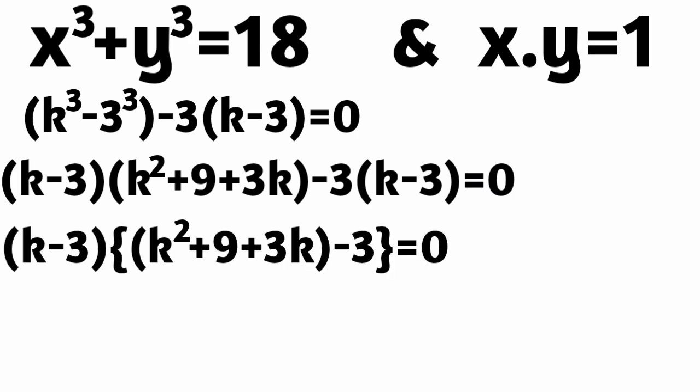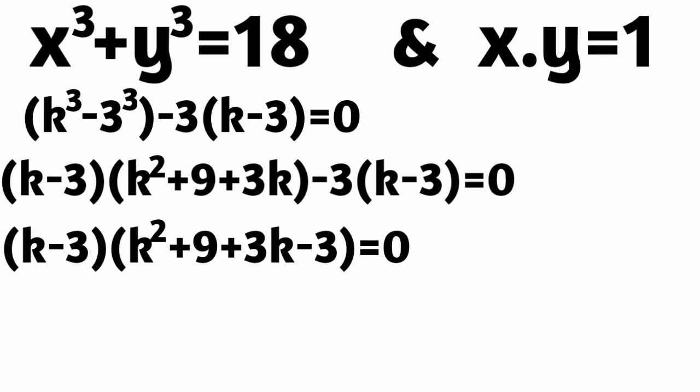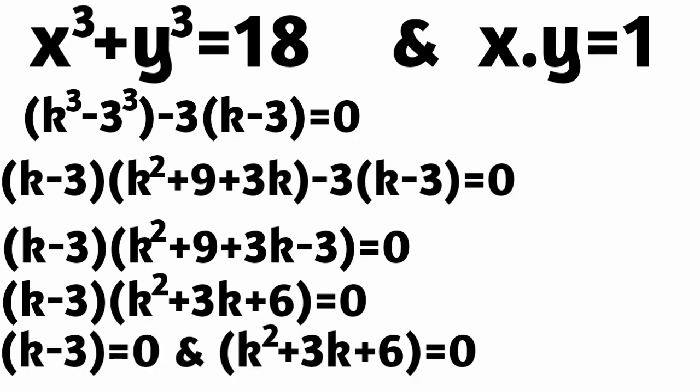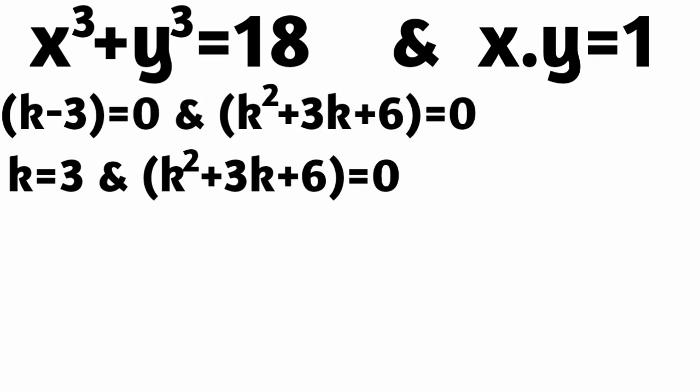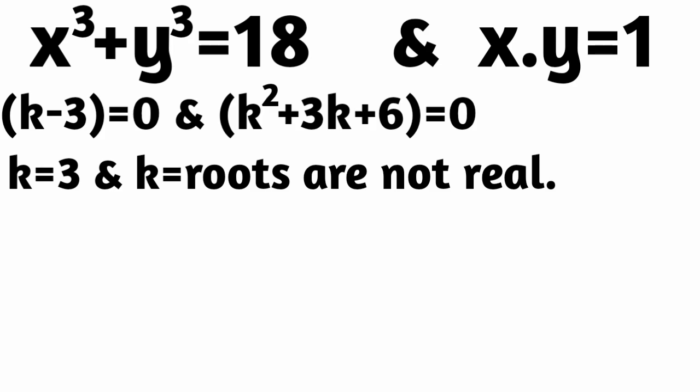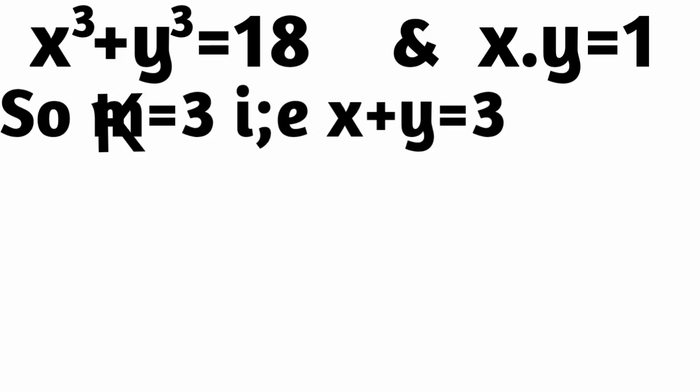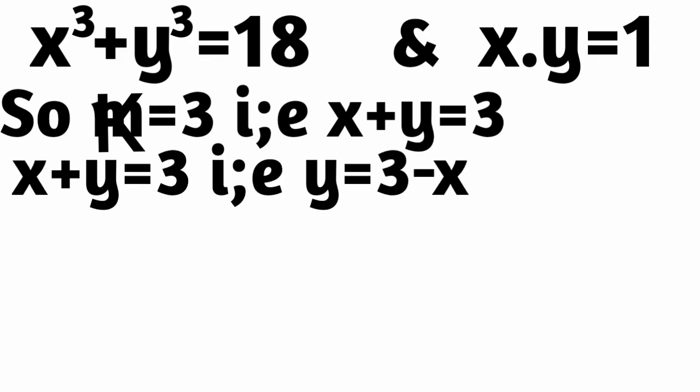By taking k minus 3 as common, we see that k minus 3 into k square plus 3k plus 6 is equal to 0. Now we write these two bracket terms separately equal to 0. Then we get one value, which is 3, and the other value does not exist because the roots are not real. So the exact value of k is 3. But we have already taken k to be equal to x plus y, that means the value of x plus y is 3.